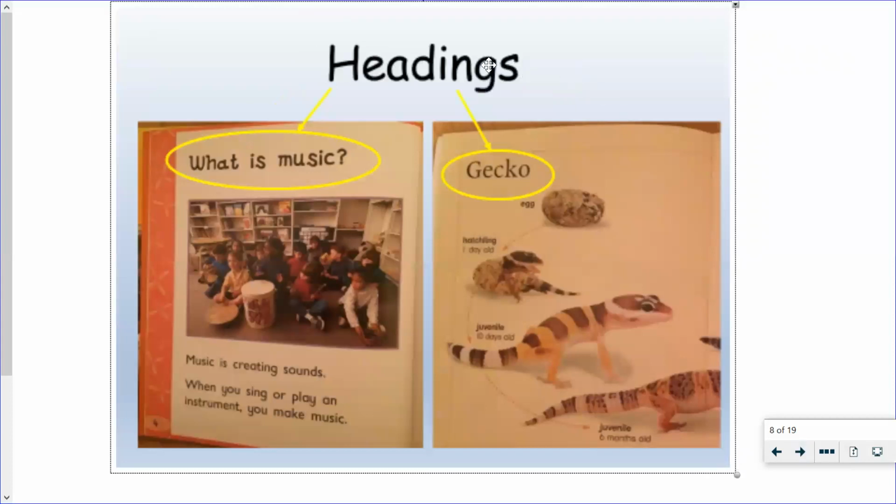Then we move on to the headings. As we said, each paragraph, so each aspect of the subject that we want to learn, will have a heading which tells us what the paragraph is talking about. So for example, in this book, it says, what is music? And when you read the paragraph at the bottom, it says music is creating sounds. When you sing or play an instrument, you make music. So here, the heading tells us what we're going to read on that page.